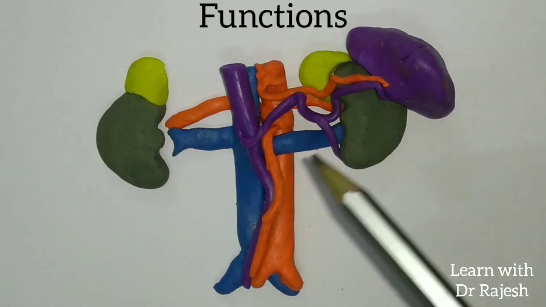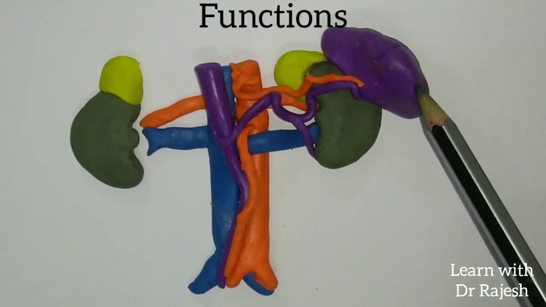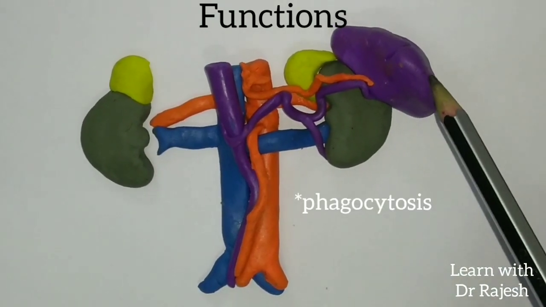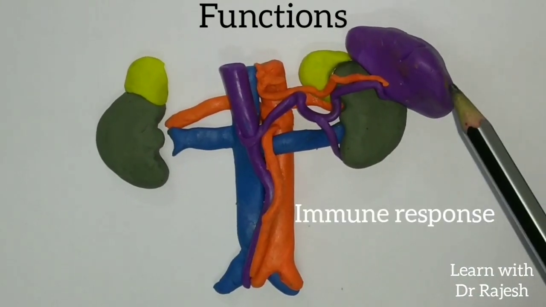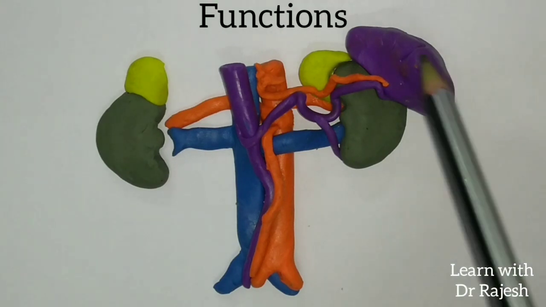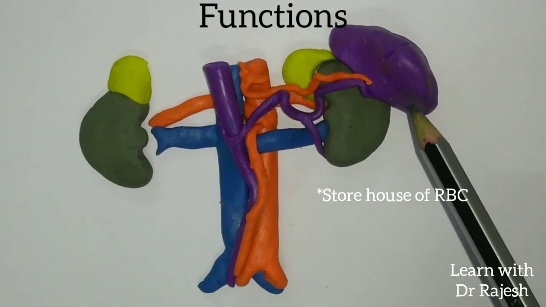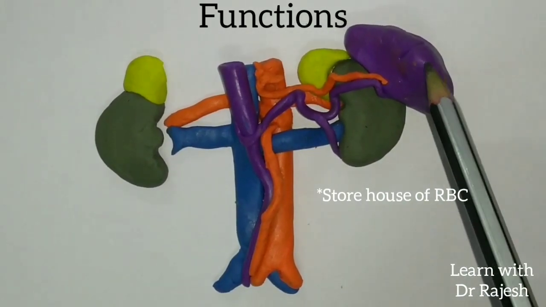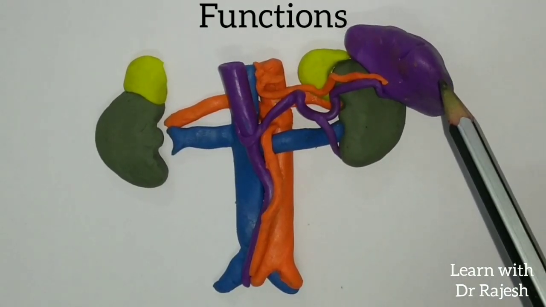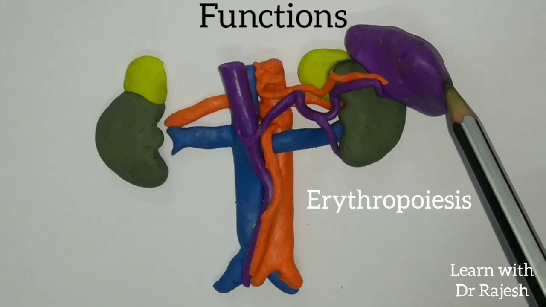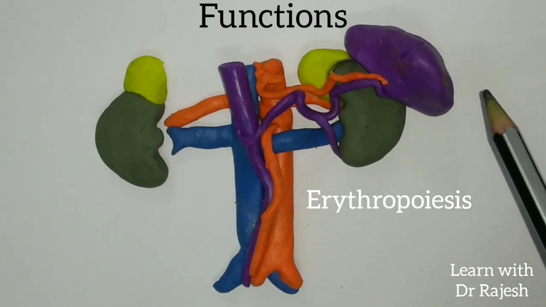Coming to the functions of the spleen: it is a very important part of the reticuloendothelial system, and hence it is an important phagocytic organ. It plays an important role in phagocytosis and also in immune response. The next important function is that the spleen is a storehouse of RBCs, so the RBCs can be released from the spleen whenever there is an emergency. Next, during fetal life, the spleen is a very important place where the RBCs are produced. So the main organ where the RBCs are produced in the fetus is the spleen. Later on it will be replaced by bone marrow.